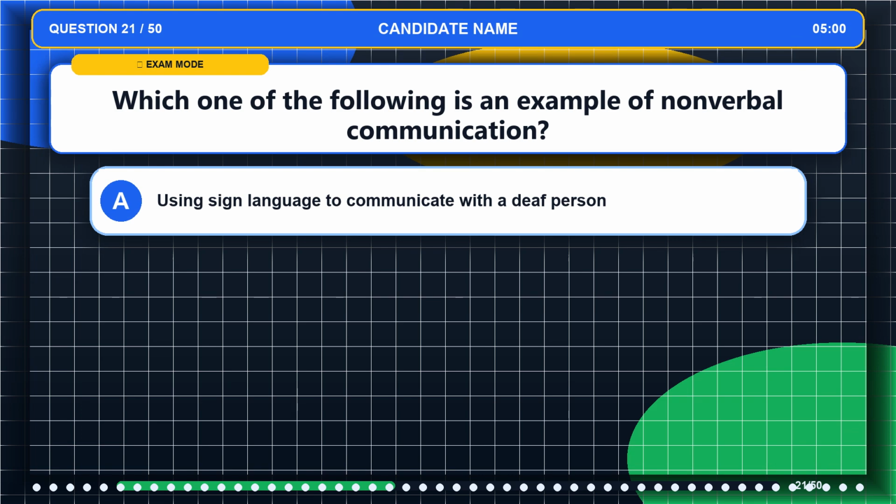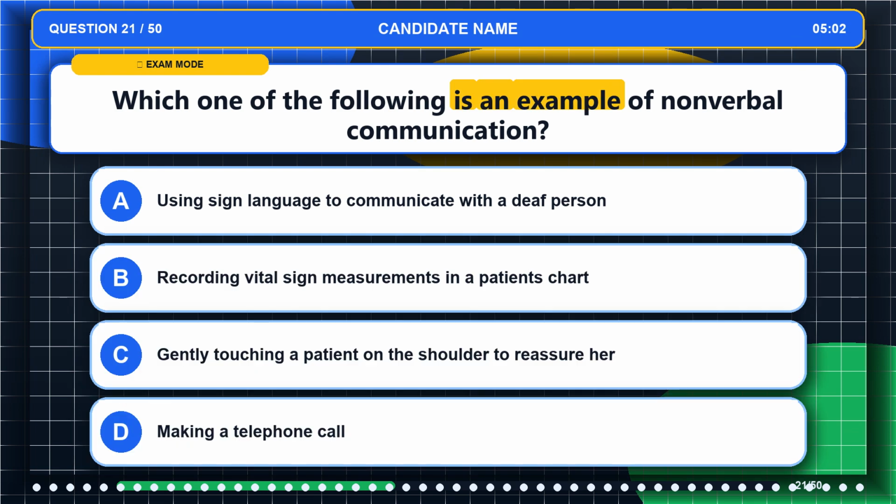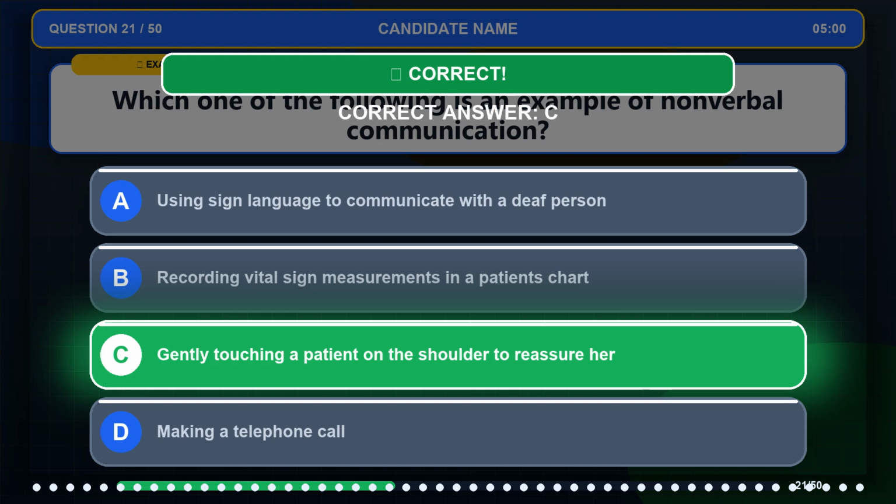Question 21. Which one of the following is an example of nonverbal communication? Option A, using sign language to communicate with a deaf person. Option B, recording vital sign measurements in a patient's chart. Option C, gently touching a patient on the shoulder to reassure her. Option D, making a telephone call. The correct answer is option C, gently touching a patient on the shoulder to reassure her.